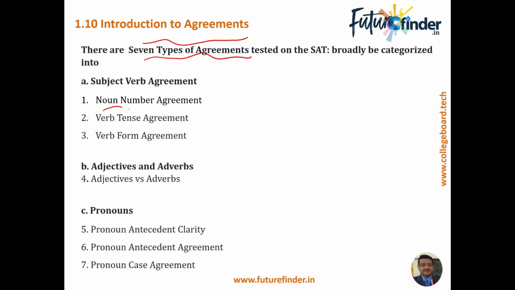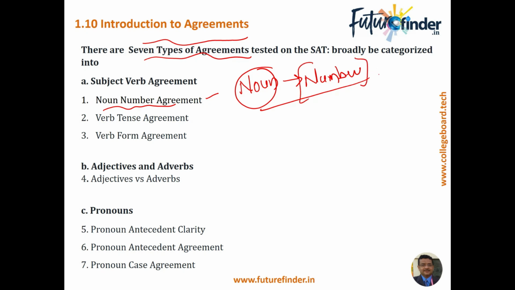The first one is the noun number agreement. Whenever you have a noun, it is associated to a number. It might be a singular noun, it might be a plural noun. The number of the noun decides the verb that goes with it. Whether the noun and the number agree is something that is tested on the SAT, right?